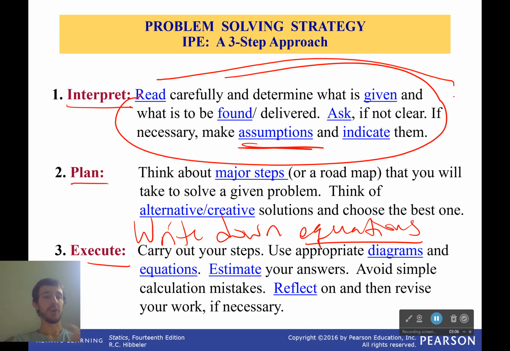And finally, follow through. Be very careful. Make sure you put everything into your equations correctly. Always write your units, and you'll be there. You'll have done it. So, not much to see here. It's a fairly simple strategy, but I hope it will help you.